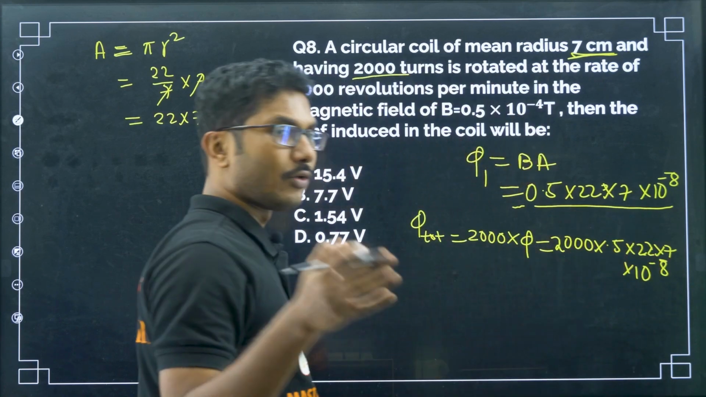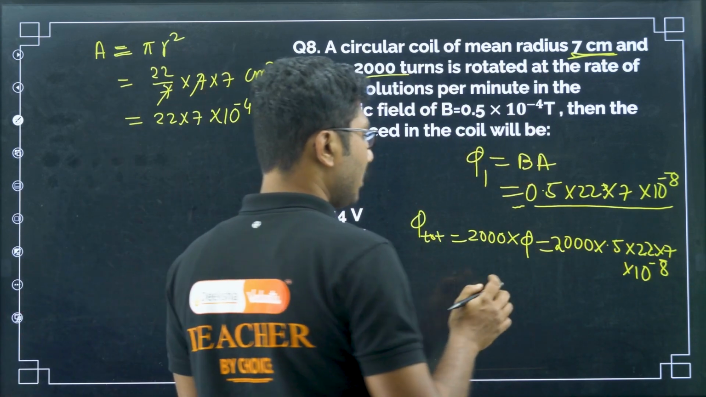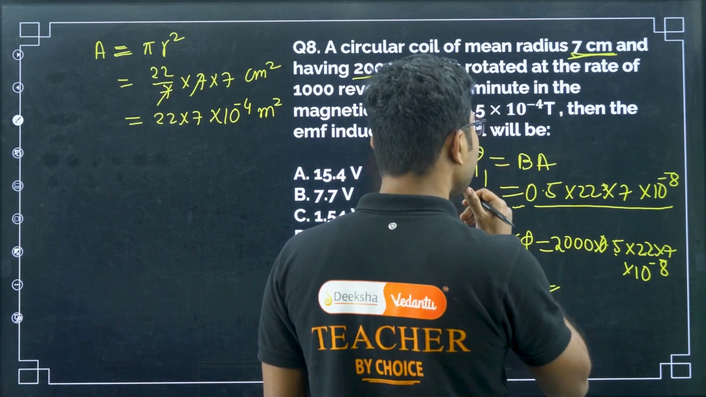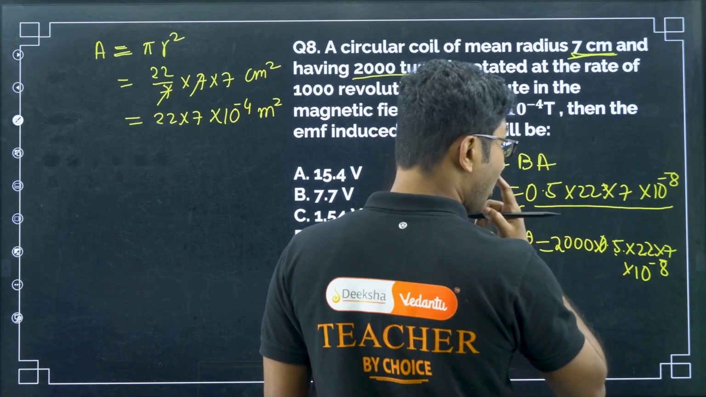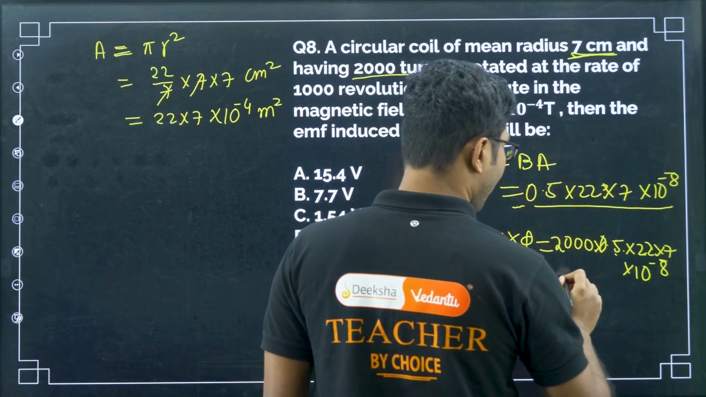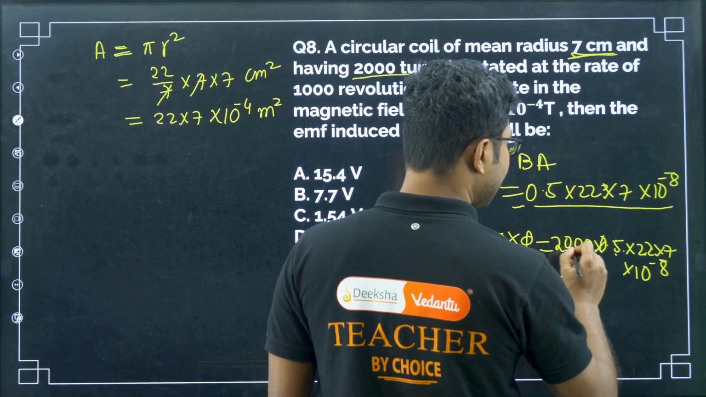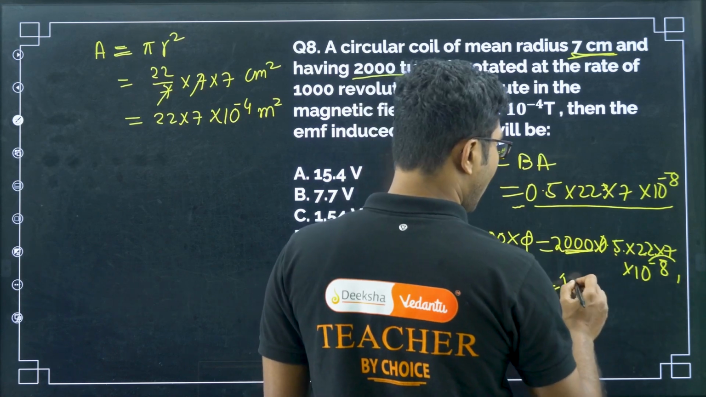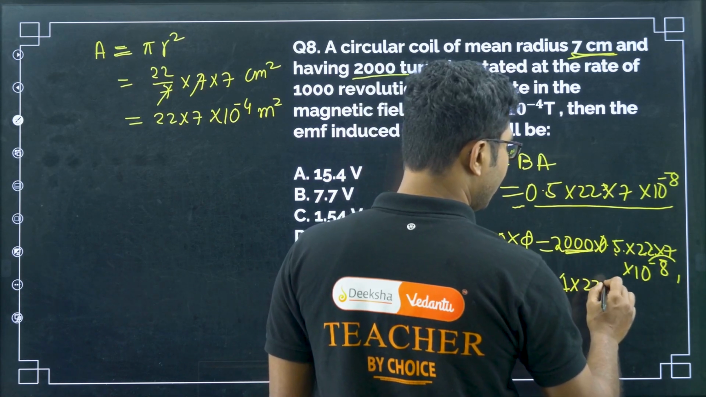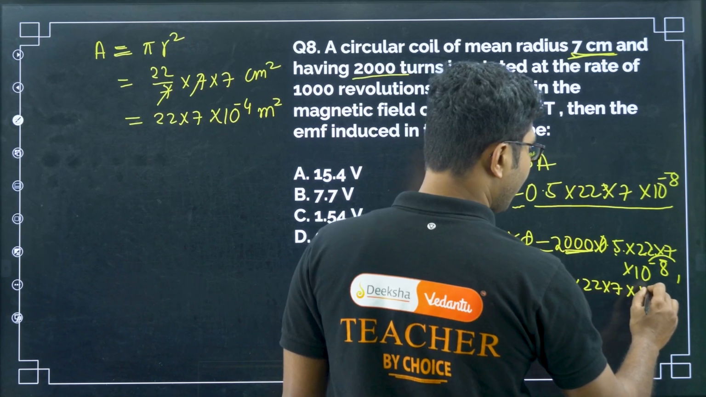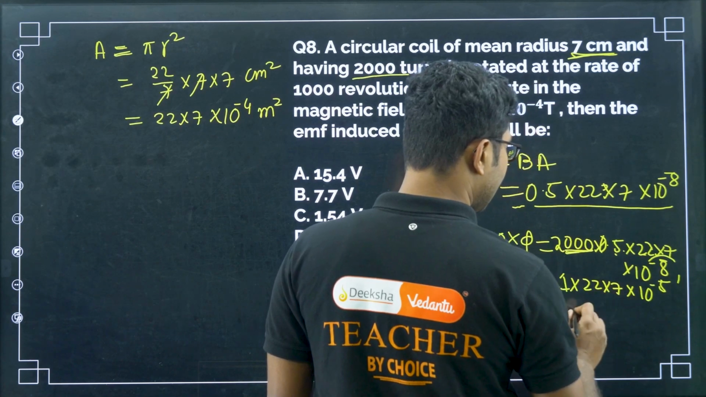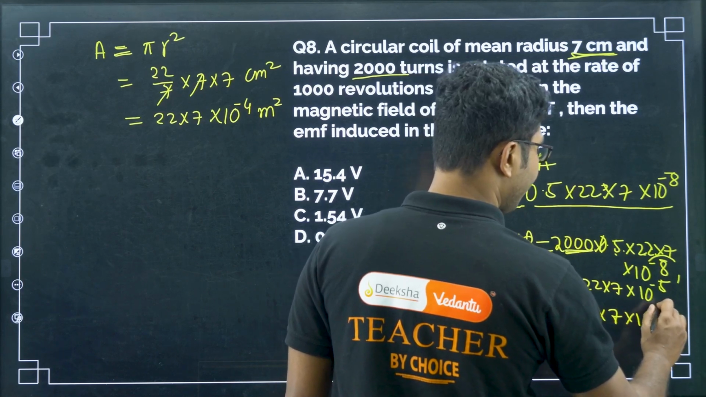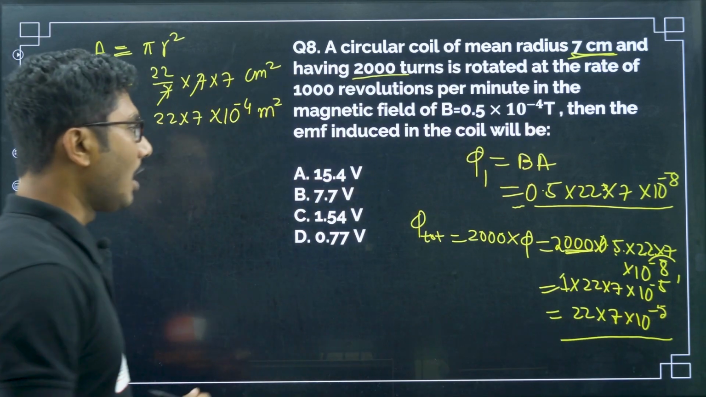This 7 and 22, one of them will cancel. So, do not worry about it. Okay. So, you can calculate 0.5 into 2 is 1, 0.5 into 2 is 1, and this 10 to 3 zeros you can reduce here. So, 1 into 22 into 7 into 10 to the power of minus 5. So, it is basically 22 into 7 into 10 to the power of minus 5, right. So, this is the phi total.